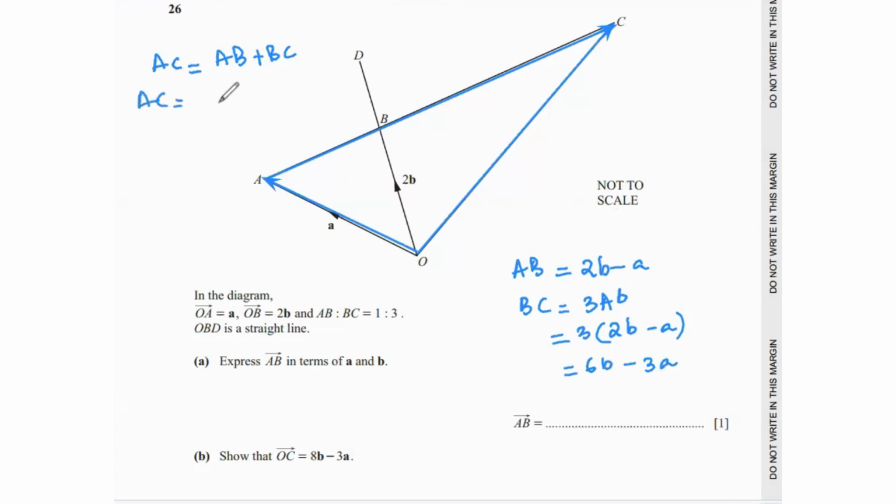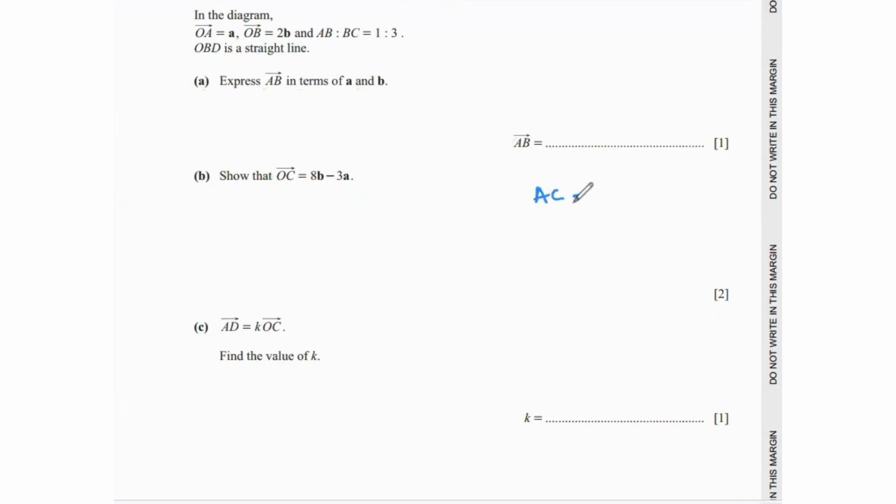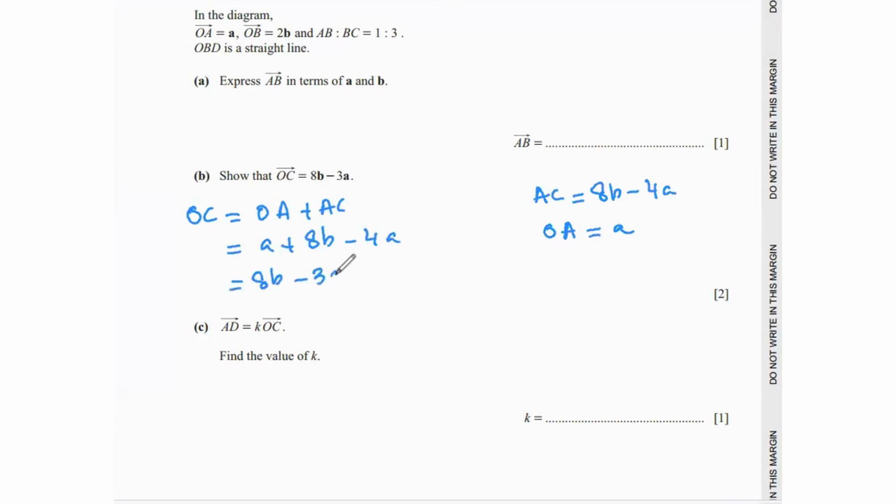So AC is 2b minus a plus 6b minus 3a, which is going to be 8b minus 4a. That is AC. OA is a. So OC is going to be OA plus AC. So that's a plus 8b minus 4a. That's 8b minus 3a, which is exactly what they wanted us to show.